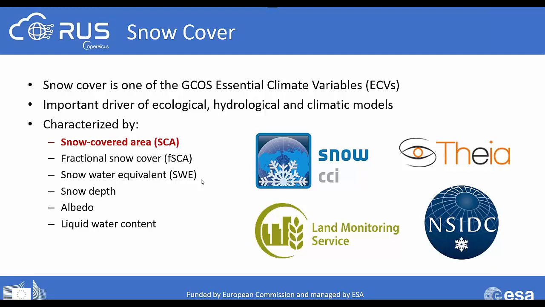However, when I say snow cover, it is very difficult to measure snow cover as such. So actually, we have to characterize it by certain variables, such as, for example, the snow cover area, which we will be focusing on today, or fractional snow cover, snow water equivalent, snow depth, albedo, or liquid water content. So these are some of the variables that are used to measure and characterize snow cover.